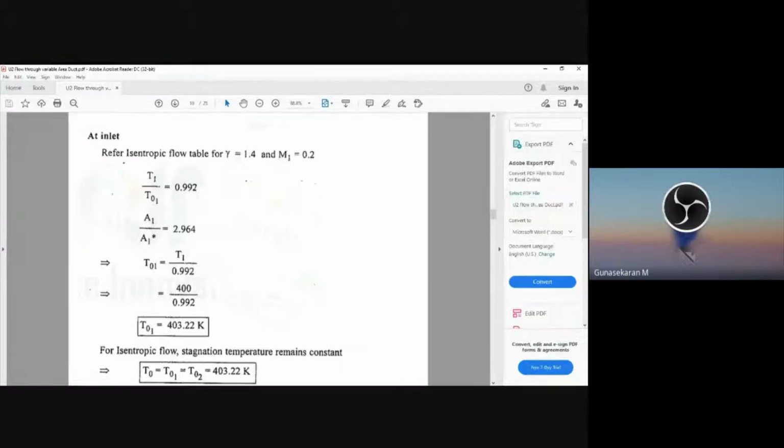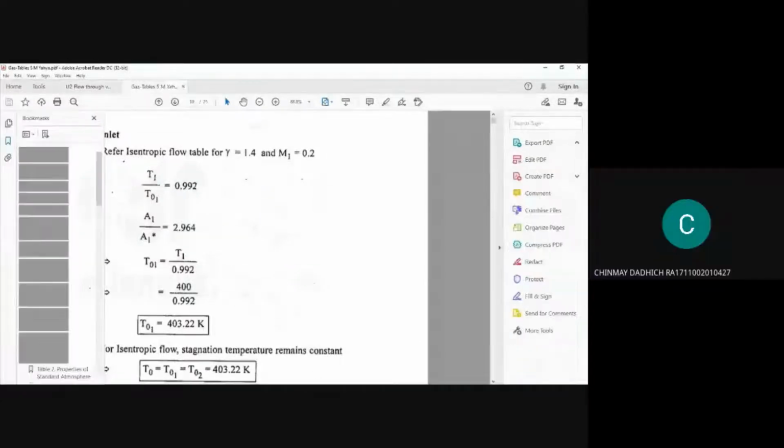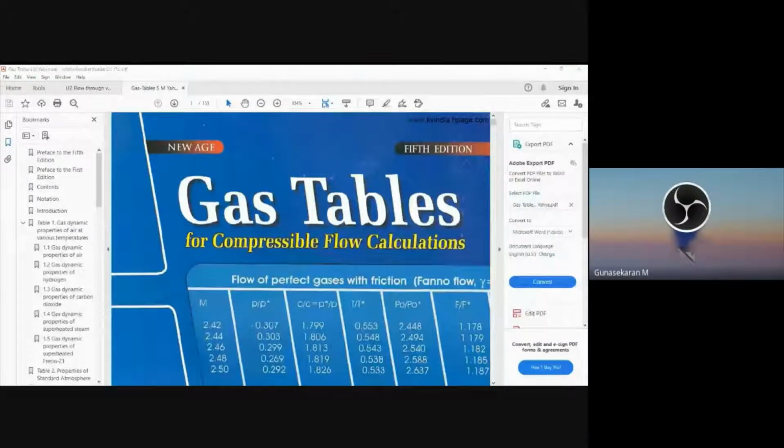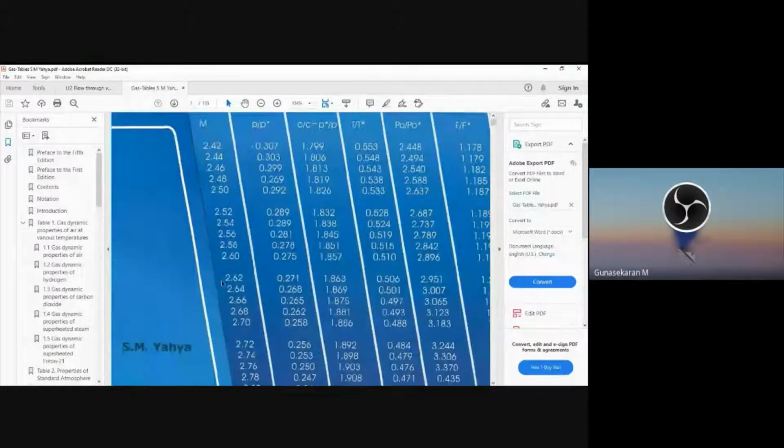You have the gas tables with you, right? Hello, hello. Yes, sir. Okay. It should be available with you. Just go to the gas table.